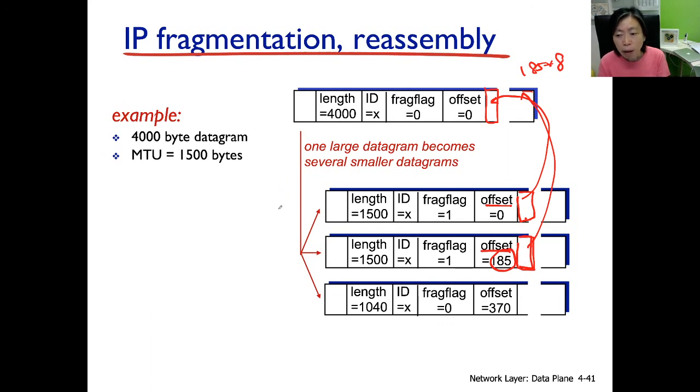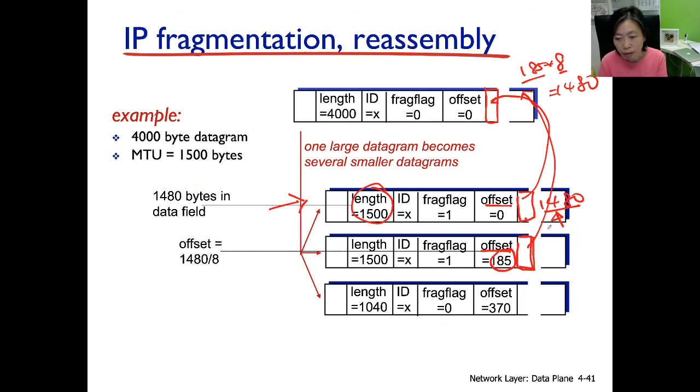Oh, and by the way, if you multiply 185 by 8, you get 1480. And that is because of this. There's only 1480 data bytes in the first packet, because the IP packet header is 20 bytes. So total length being 1500, data can only be 1480.